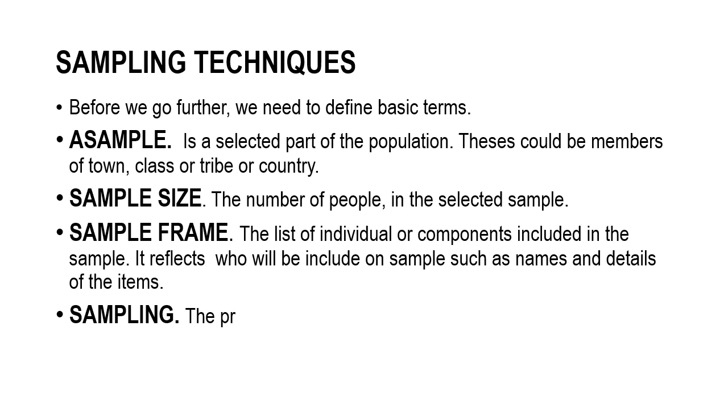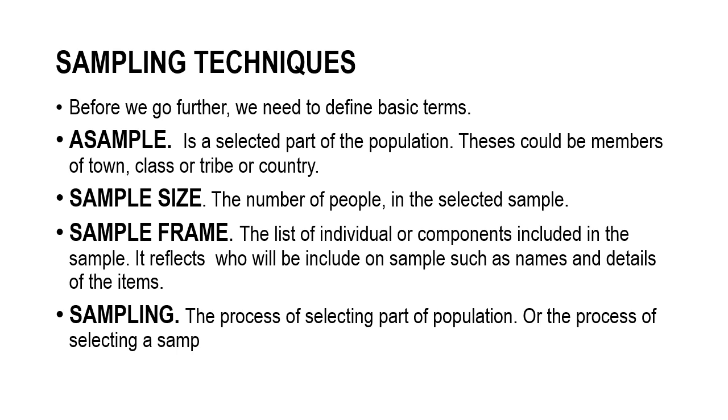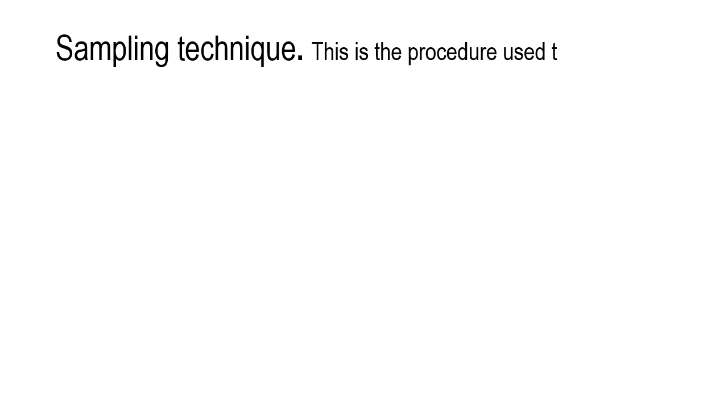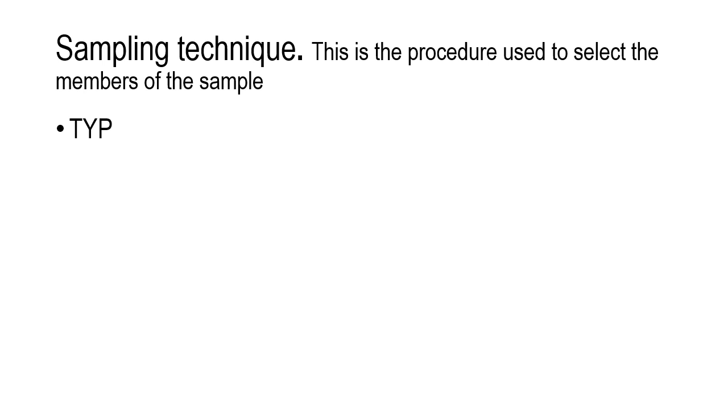Therefore, sampling becomes the process of selecting part of the population, or the process of selecting a sample. We have sampling techniques. Sampling techniques are the procedure or the steps taken while selecting the sample, or while selecting people or individuals to take part in the study or the sample.